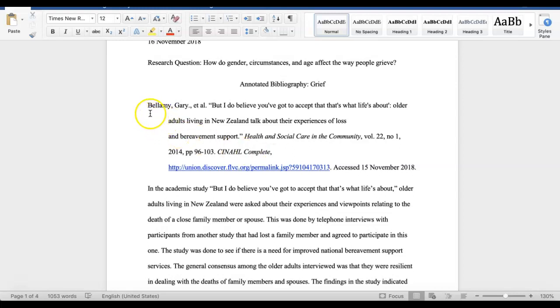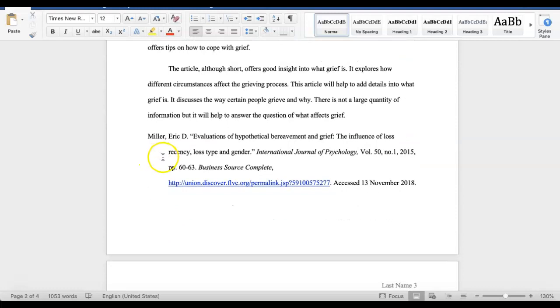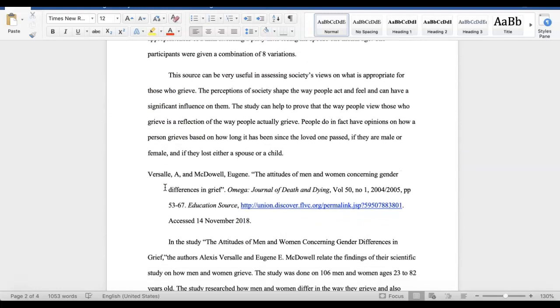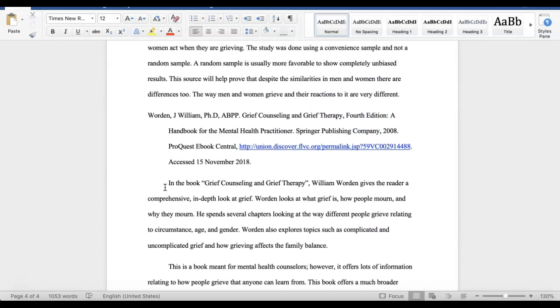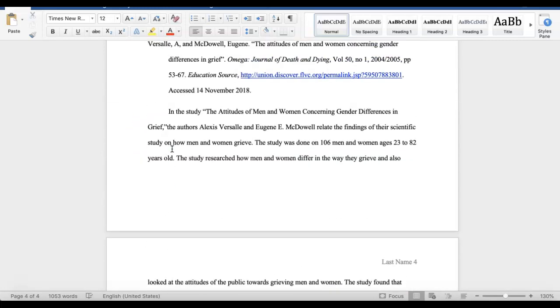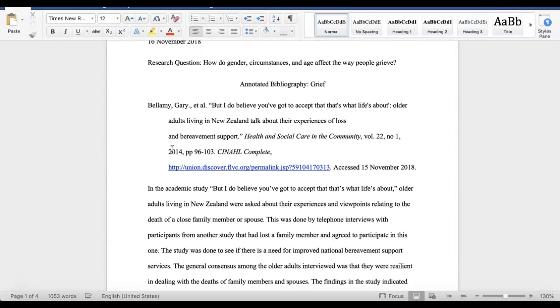Notice the indentation here. The first line's not indented. All subsequent lines are. Also, notice that when we look at the different sources, they are in alphabetical order. That is the requirement per MLA. So you want to make sure that you're following the proper indentation and you're following the proper order by way of alphabetical order.